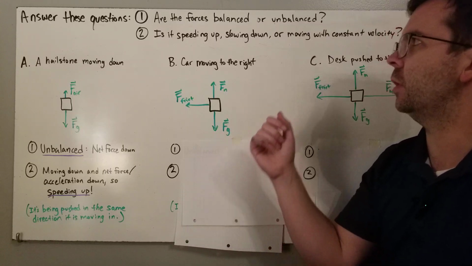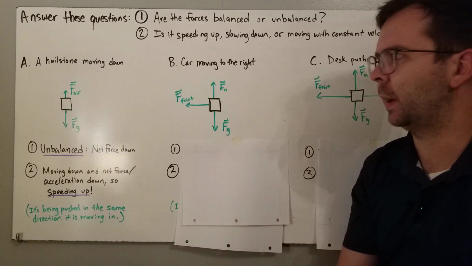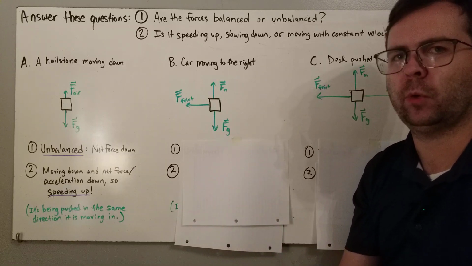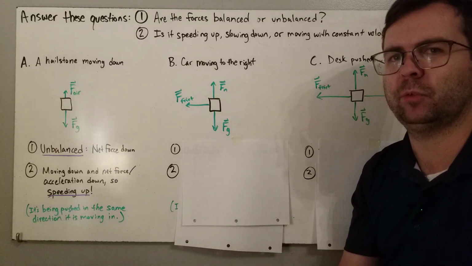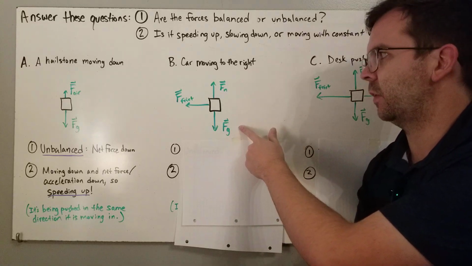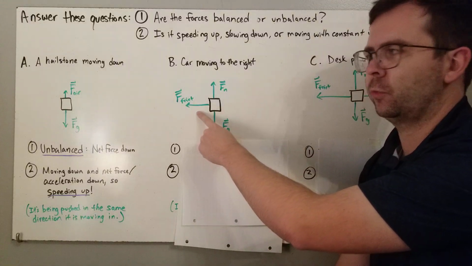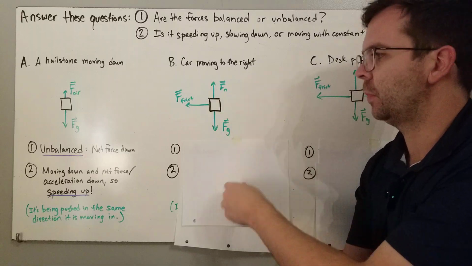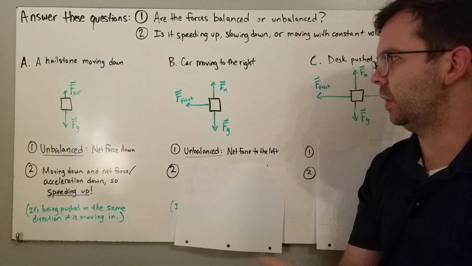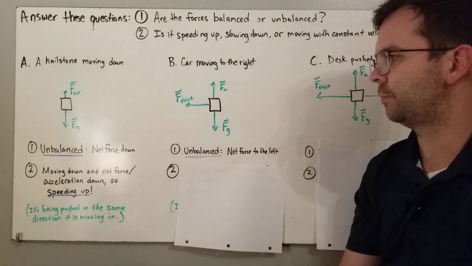So first question, are the forces balanced or unbalanced? If you're looking at the free body diagram here, hopefully you see if you add up these three forces, you're going to have a leftover force. The gravity and the normal, of course, balance each other out, but the leftover force is friction. There's nothing balancing friction. And so that means that the forces are unbalanced. We have a net force to the left.